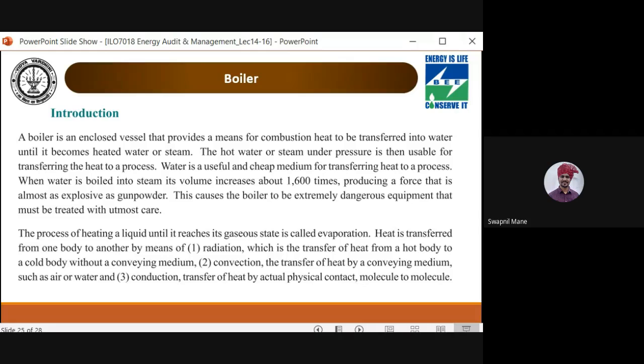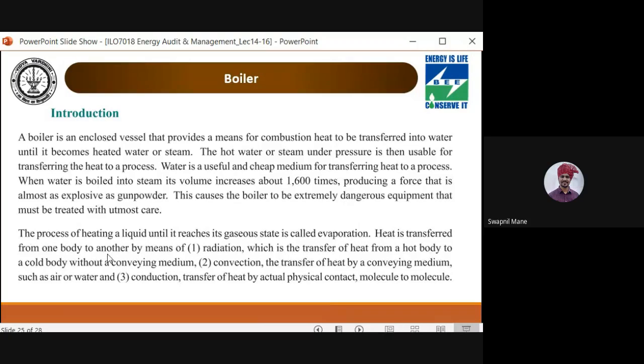Okay, household boilers are there for heating water. These are vertical boilers, whereas the locomotive is a good example of a horizontal boiler. Then there are packaged boilers in which both the things are combined. That I will show you in the coming slides. So the process of heating a liquid until it reaches its gaseous state is called evaporation.